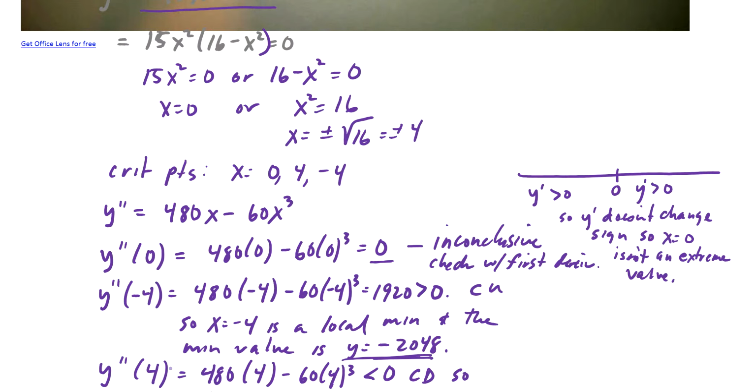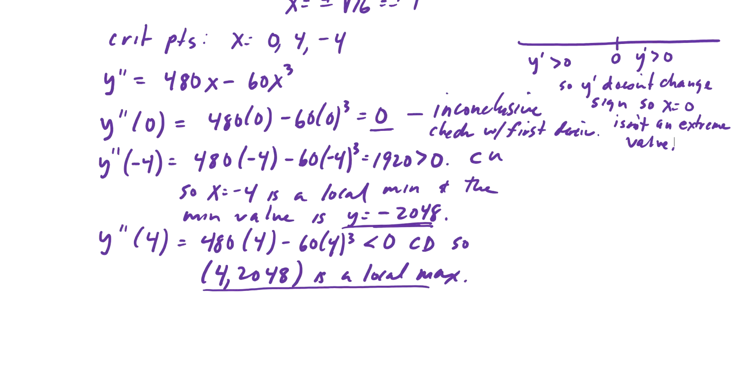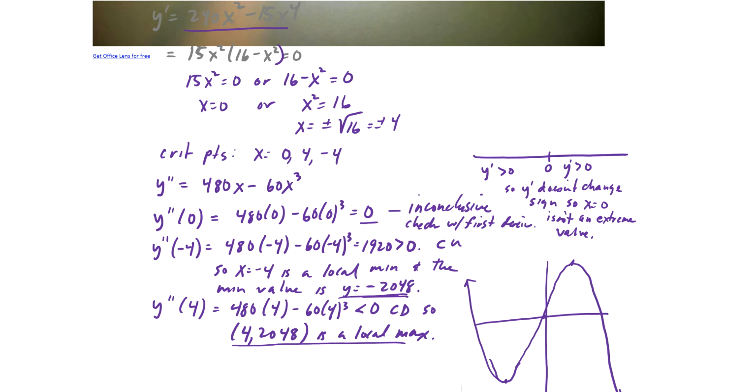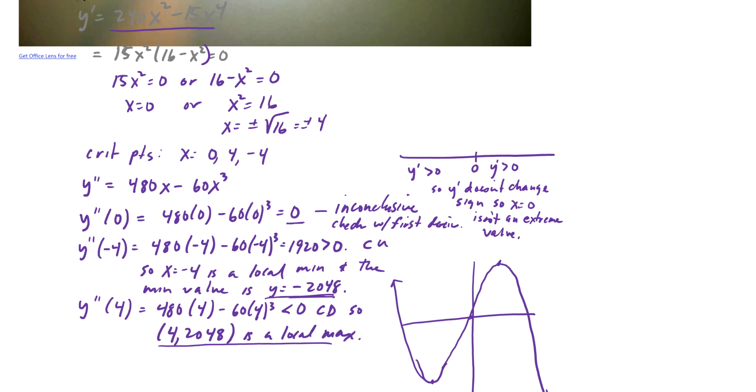So you are done with this problem, but just to give you guys an idea of what's going on here. I know at negative 4, I'm down here at negative 2048, and that's a minimum. And at positive 4, I'm up here at 2048, that's a maximum. And I know it goes through the origin. So just to give you a little idea, it's going to go like this forever that way and forever that way. Okay, there you go. There's your complete solution. Let me shrink it up a little bit so you can see it all in one shot. There you have it. All right.